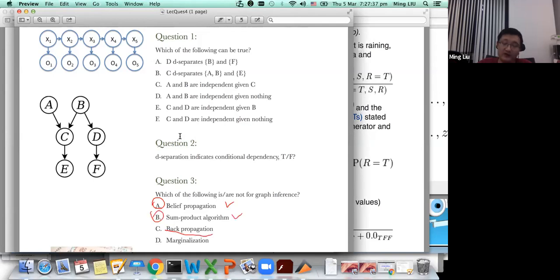Back propagation is not on the graph, right? It's on the neural network, an artificial neural network. And marginalization is not an algorithm, right? It's not an algorithm. Marginalization is the result of the total probability, right? Okay. And this is not specialized for graph inference. Okay. So that's some quick tests.